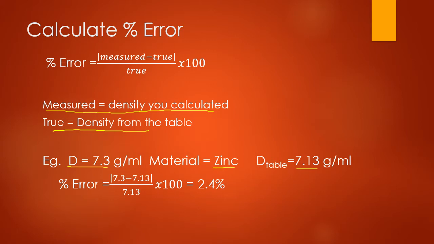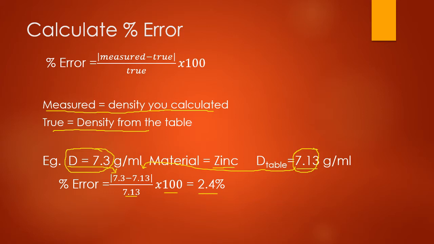So when you're using these values to calculate percent error, you're going to take the 7.3, the density you calculated, and put it in the measured spot. You'll take the density you got from the table, corresponding to the material that you identified the cube as, and put it in the true spots. So it'll go in two different places. Subtract the top, divide by what's on the bottom. Don't forget to multiply by 100 to get a percent. And in this case, I got 2.4%.